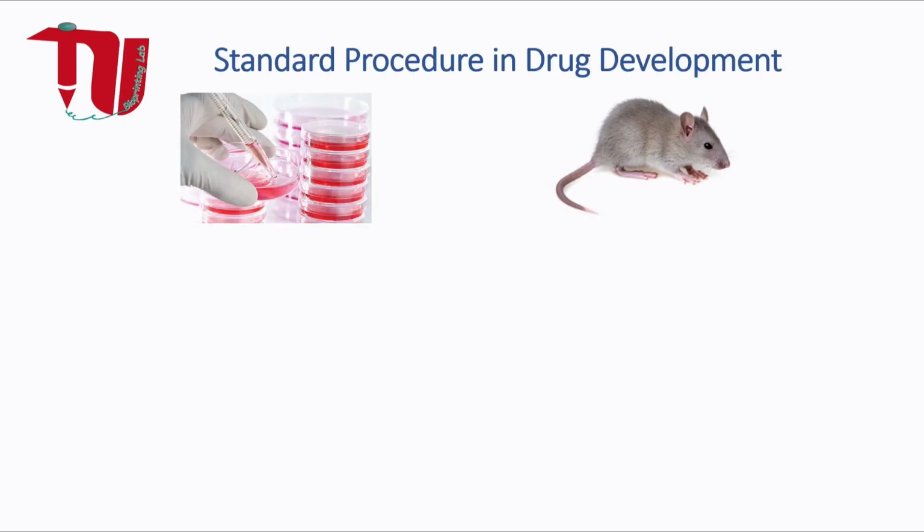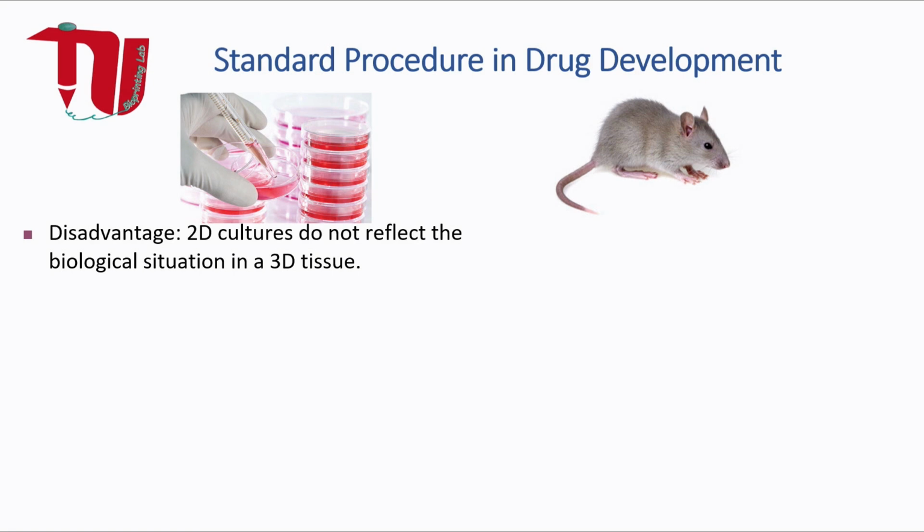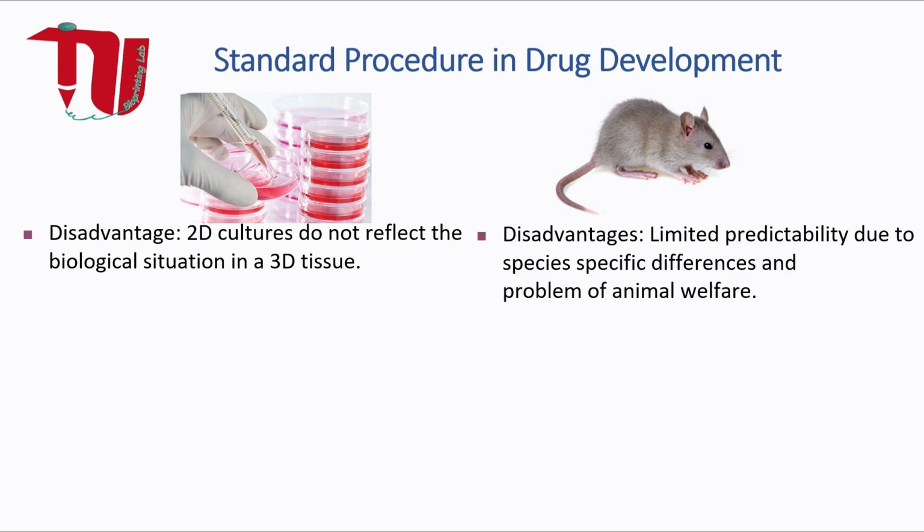So our background is that we want to somehow improve or contribute to the standard drug development, and the standard procedure is that we usually work in 2D cell cultures and then move on to the animal model. The 2D culture has the disadvantage that, of course, there is no three-dimensional interaction between the different cell types that we have in a biological organ. And the animal model has the disadvantage that there is a limited predictability of the results obtained from animal models for the human being.